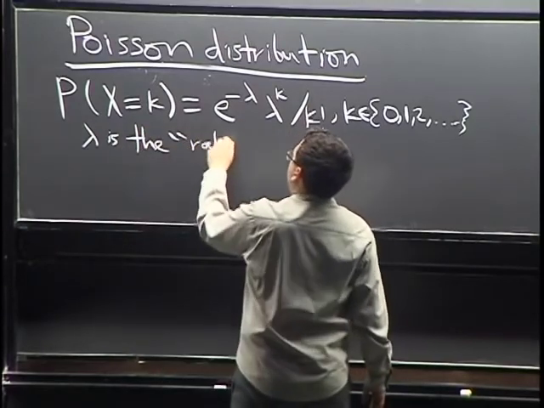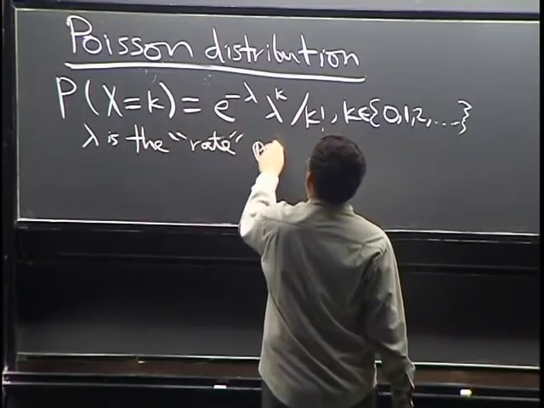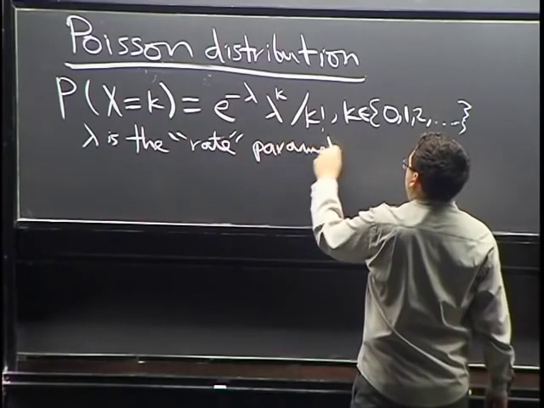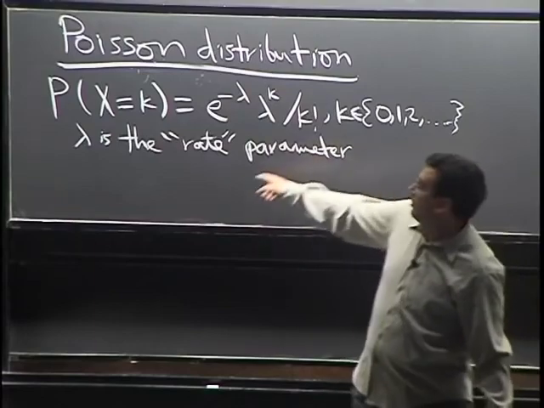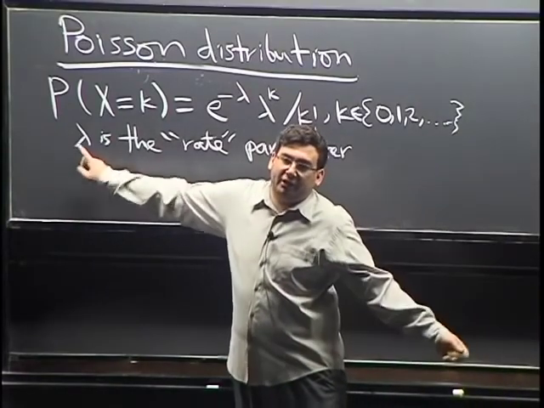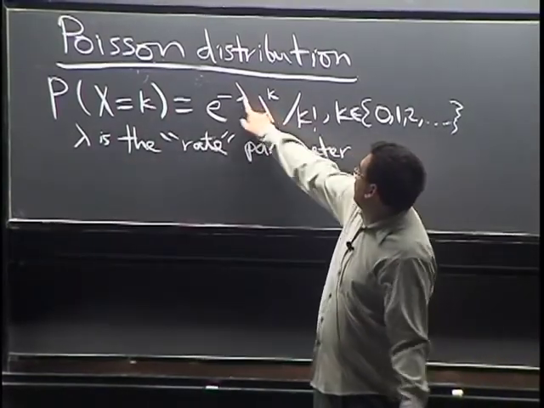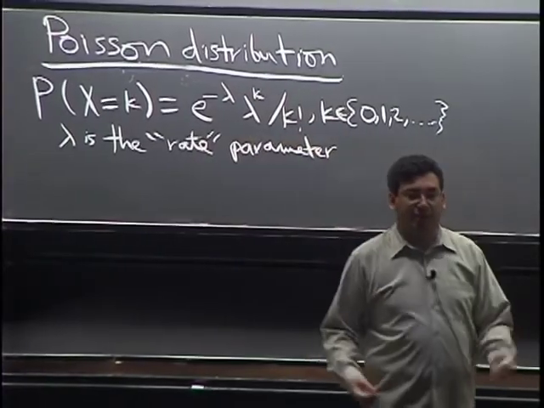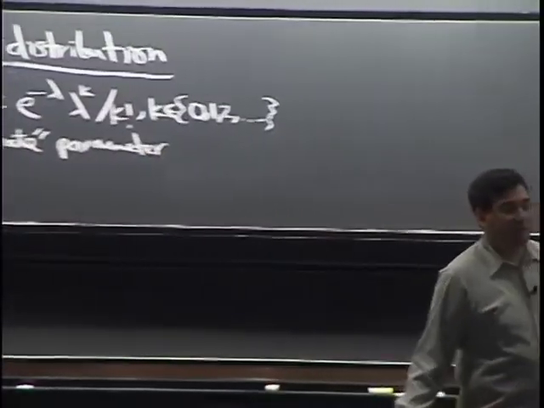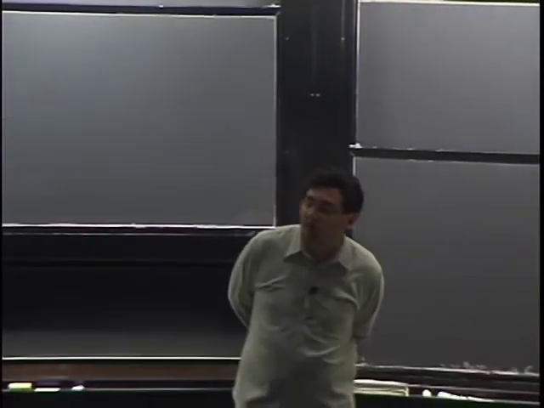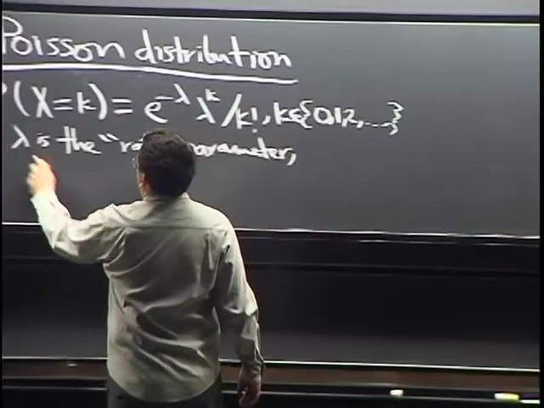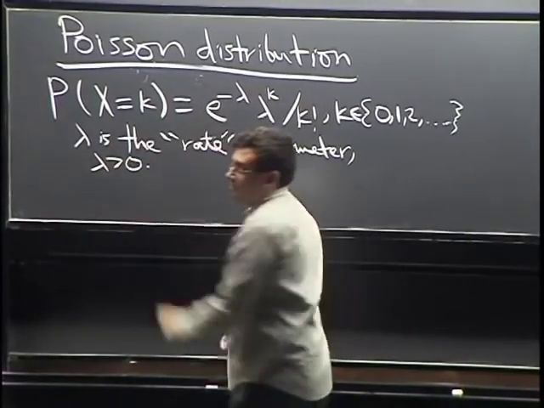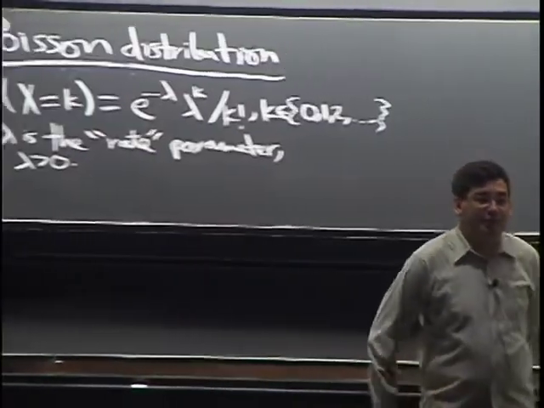I call it a rate parameter for reasons that will become clear at some point. But for now, just think of it as a one-parameter distribution with parameter traditionally called lambda, but you could call it whatever you want. That's just the parameter of the distribution. But lambda is the most common name for that particular parameter. So lambda is a positive constant. Lambda could be any positive real number. That's the parameter of the Poisson distribution. All right.